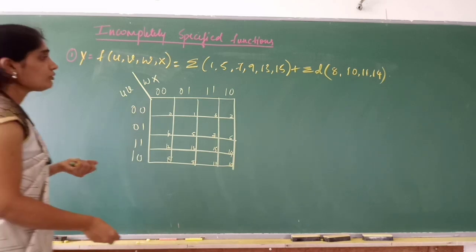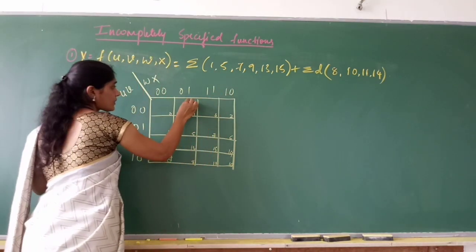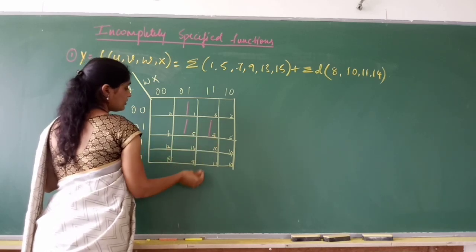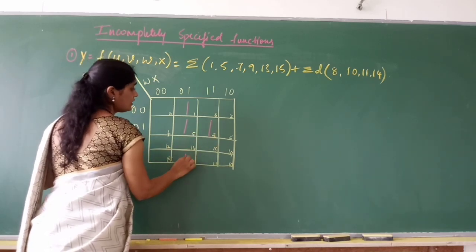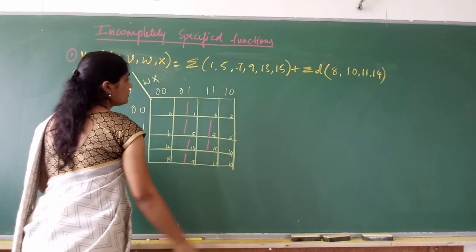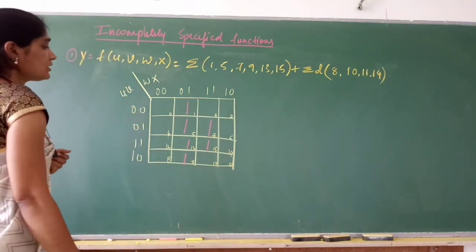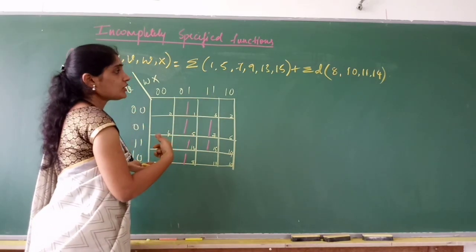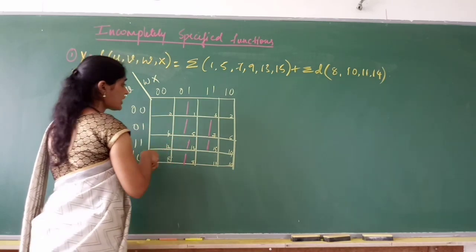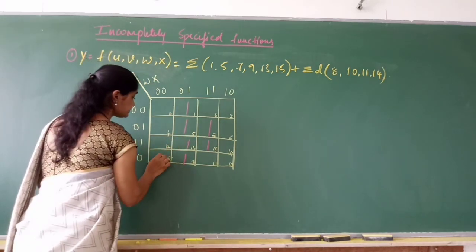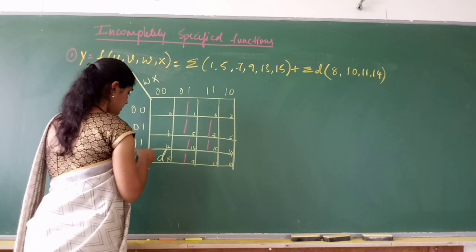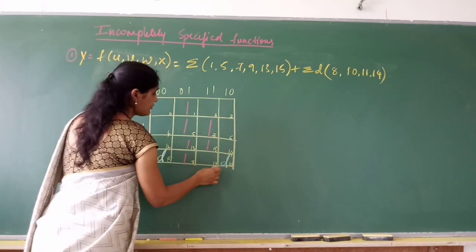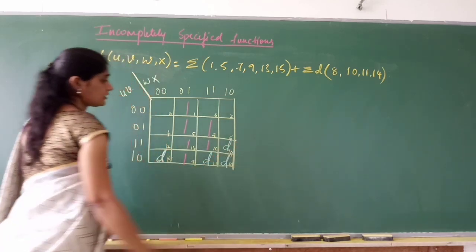So now what do we do? We should write the mean terms first. 1, 5, 7, 9, where is 9? 9, 13, 15. 1, 5, 7, 9, 13, 15. These are the mean terms. 8, 10, 11, 14 are don't care terms. So now you write the don't care terms. 8, 10, 11, 14 are don't care terms.